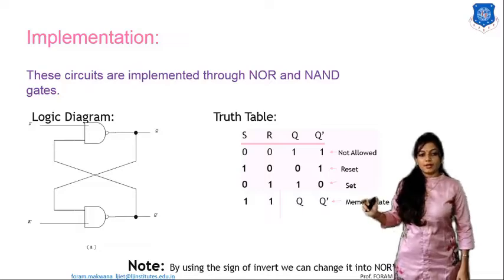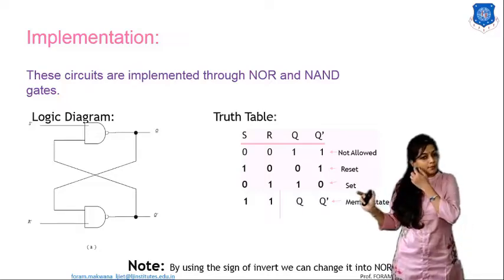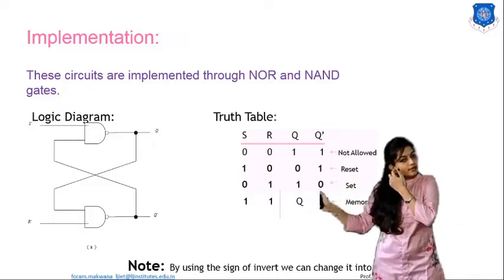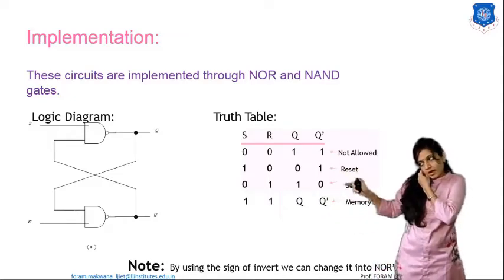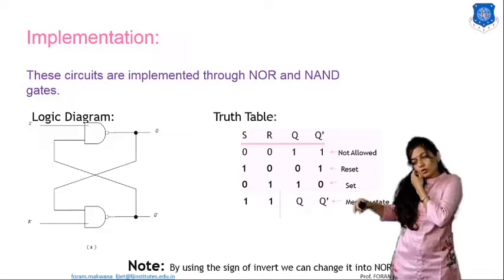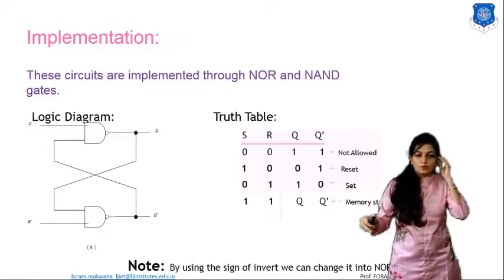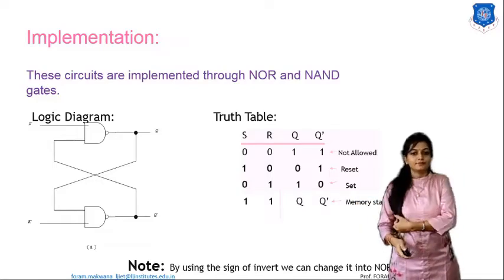So Q and Q bar. My value of Q and Q bar is going to be applied to the second input of the NAND gate. Why? Because S and R both are 1, 1. So we don't know the output. Alright?